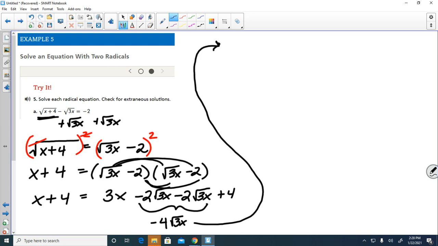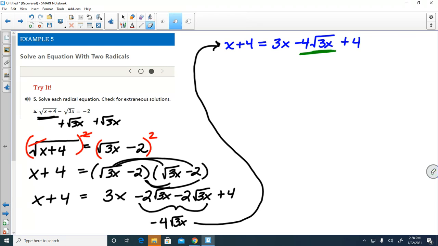start up here, start in blue now. So the left side is going to be x plus 4. The right side, 3x minus 4 times the square root of 3x plus 4. So I squared once, and now I still have another radical. So this time I'm going to isolate this radical expression. Actually, not the 4. I'm not going to include the 4. Just the square root of 3x.